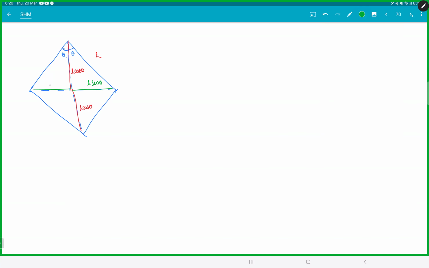L sine theta, L sine theta. So if I take this as x coordinate, I can take x and y, anything, it doesn't matter. If I take this as y, so from here you can clearly see x is equal to 2L cos theta. Differentiate on both sides. Now understand one thing here.